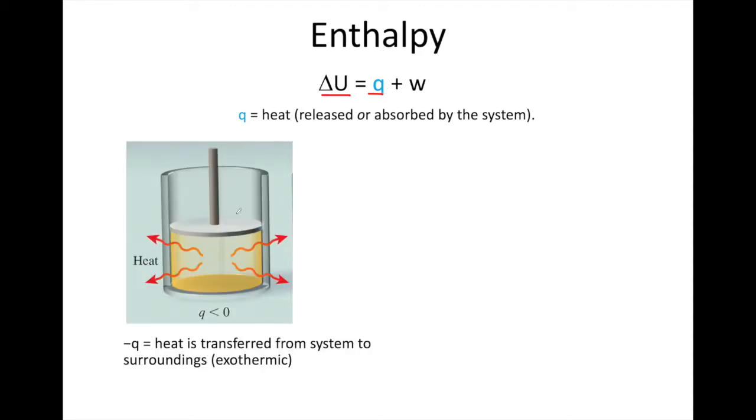So here we have a picture of a chemical reaction that's occurring in a container. This container has a piston on top, which can move up and down. And if this reaction releases heat, then heat is going to be flowing out of the system into the surroundings, right? So we assign that value of Q, we give it a negative value. The negative sign simply indicates the direction of heat transfer. So if heat is transferred from the system to the surroundings, it is considered exothermic and the sign of Q is always negative.